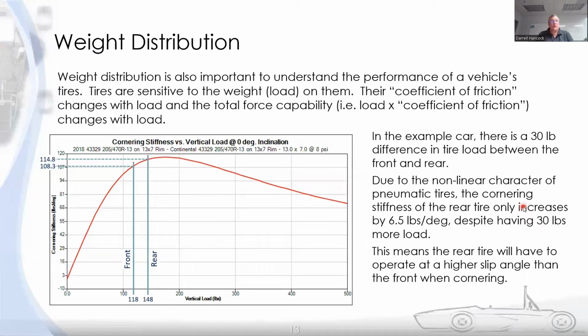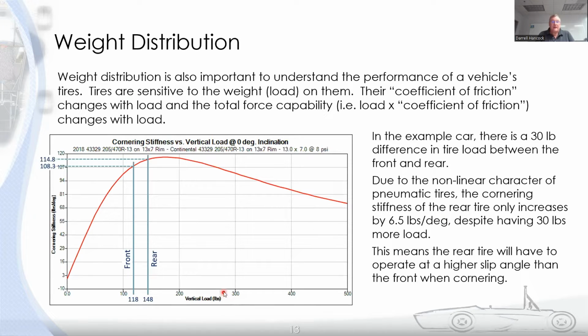Okay, so why is that important? Well, because tires are very nonlinear with load. So I have a plot here of a Formula SAE tire. I have cornering stiffness, which is how many pounds of cornering force you get per degree of slip angle, on my vertical axis. And then I have the load or the weight on the tire on the horizontal axis.